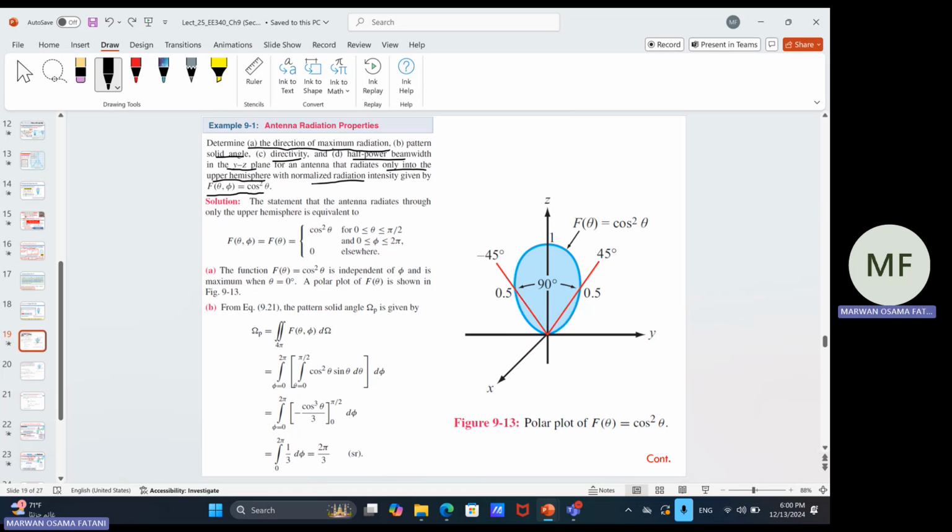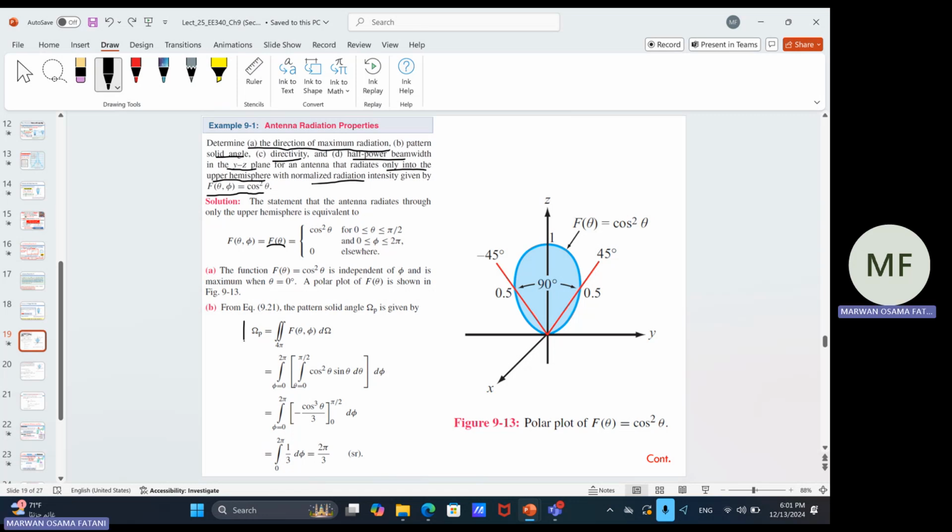Now, to find the direction of maximum radiation, we take our F theta, which is cosine squared theta, and see when it becomes maximum. That is when theta is equal to 0, because at theta equal to 0 this becomes 1. So this is our maximum. I think it's simple. Moving to part B, we are trying to find the pattern solid angle.